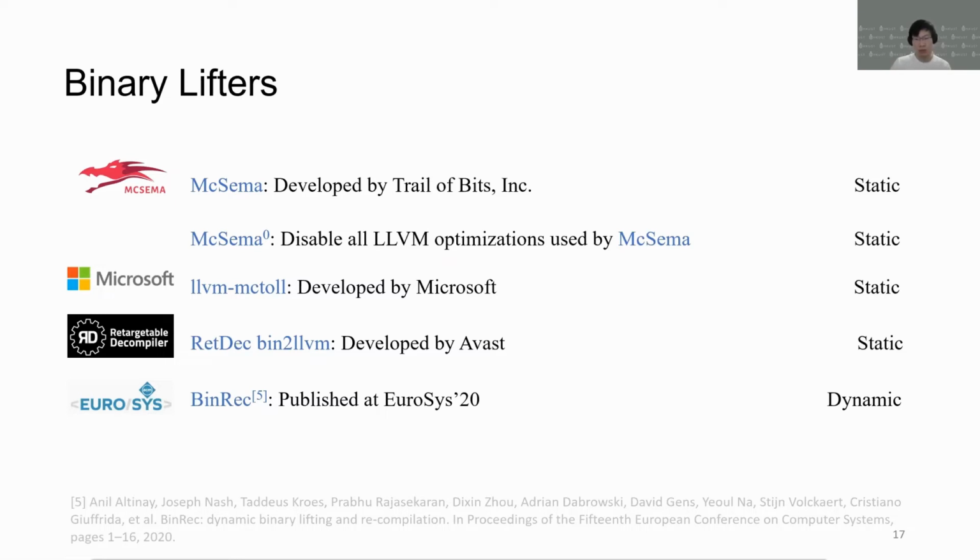We benchmark 4 lifters, including McSema, developed by Trail of Bits, Mcsema, developed by Microsoft, RetDec Bin2LLVM, developed by Avast, and BinRec, published in EuroSys 2020. To review how compiler optimizations could affect the performance of downstream applications, we configure McSema to disable all imposed optimization passes as McSema-0.